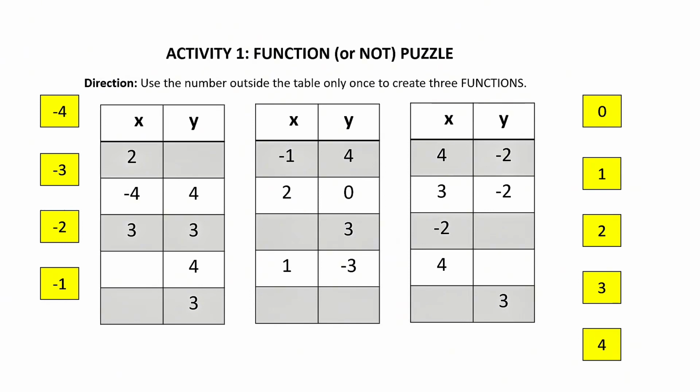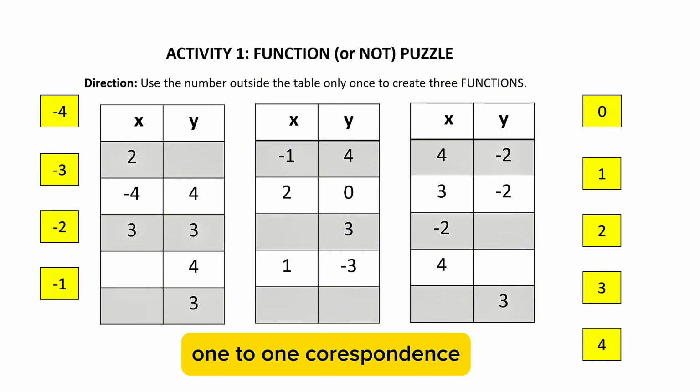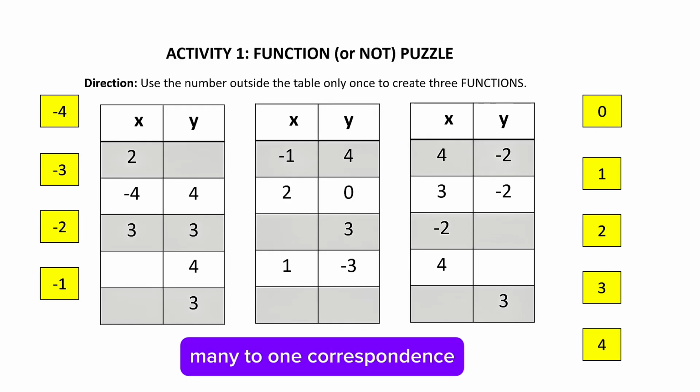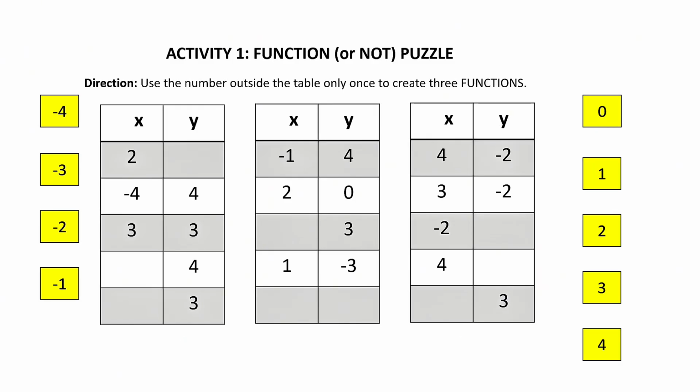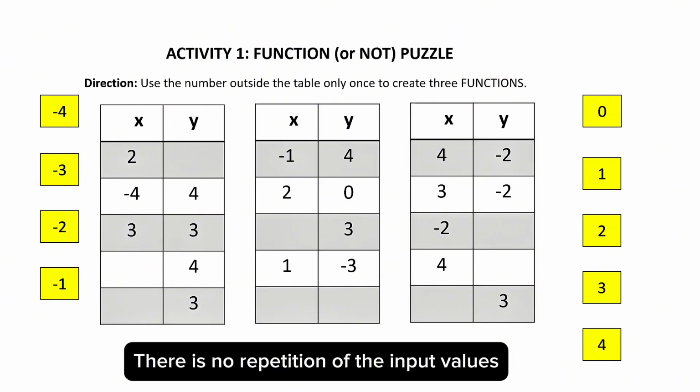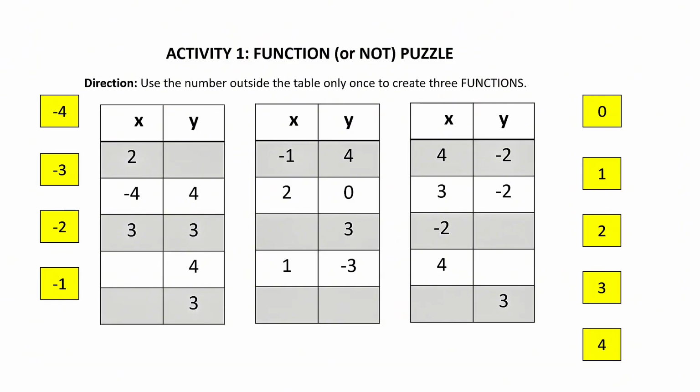This is one of the solutions to activity 1 entitled Function or Not Puzzle, in which we need to use the numbers outside the table only once to create 3 functions. In creating or determining functions, always remember that there are 2 types of function, one-to-one correspondence and many-to-one correspondence. In short, there is no repetition of the input value. Let us now use the numbers outside the table to create functions.